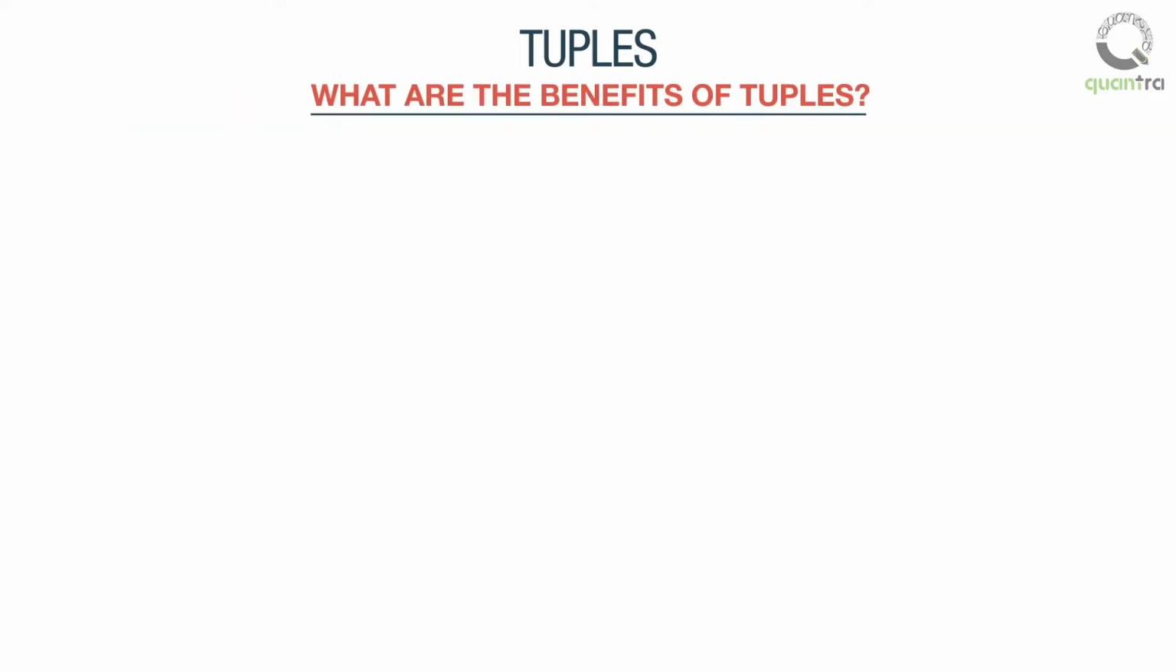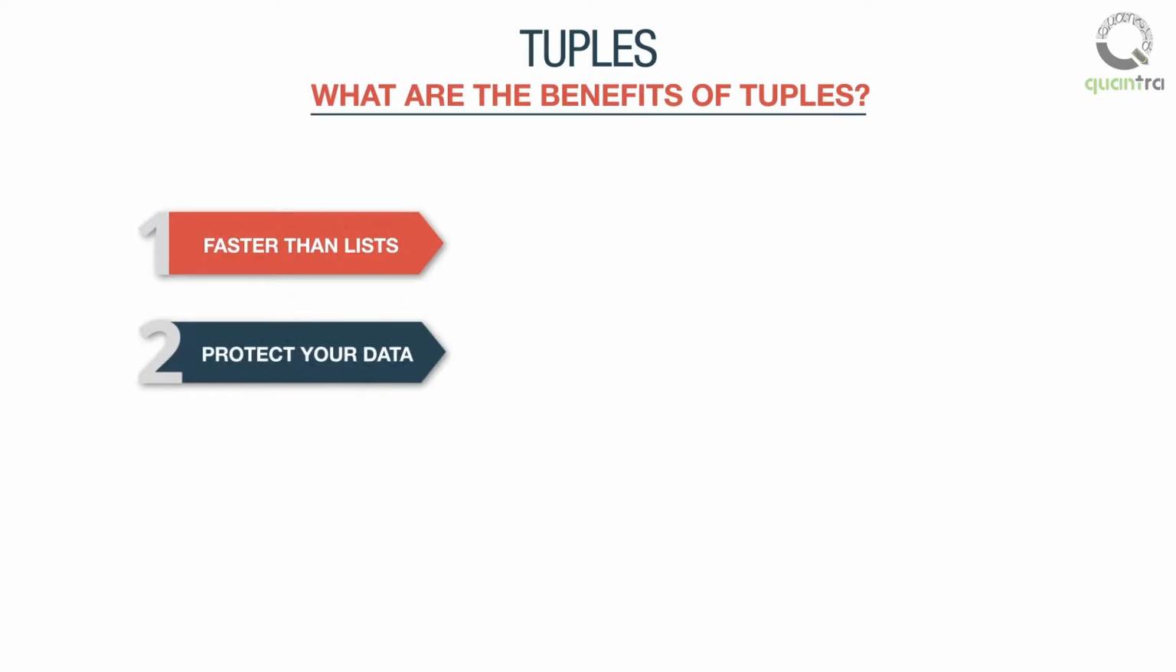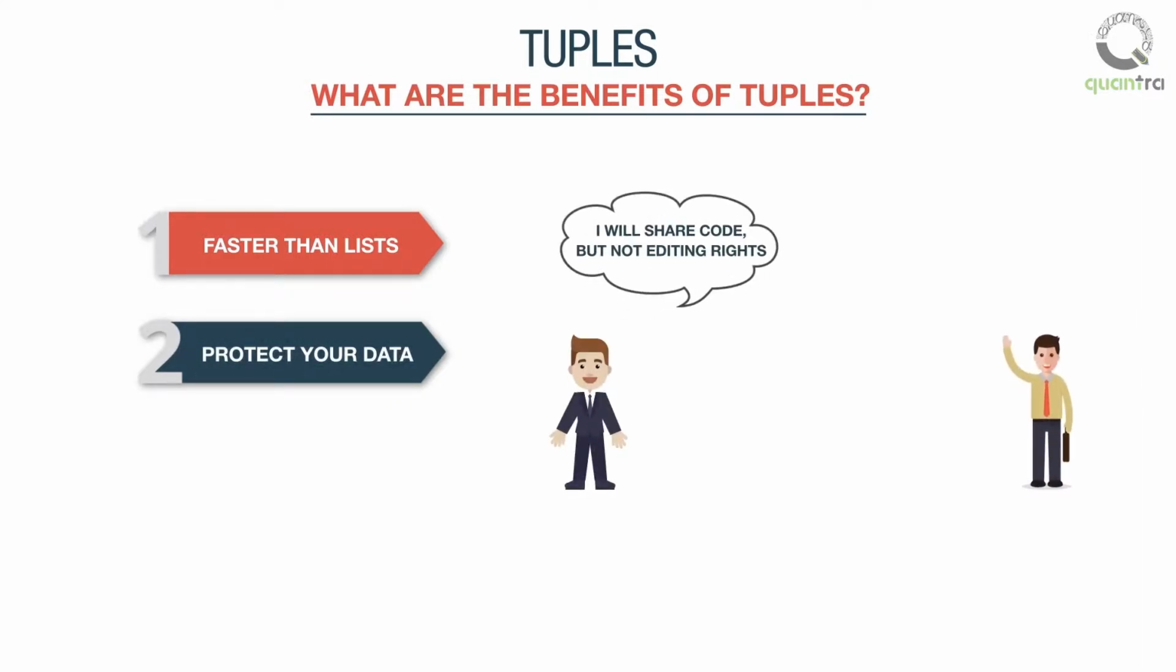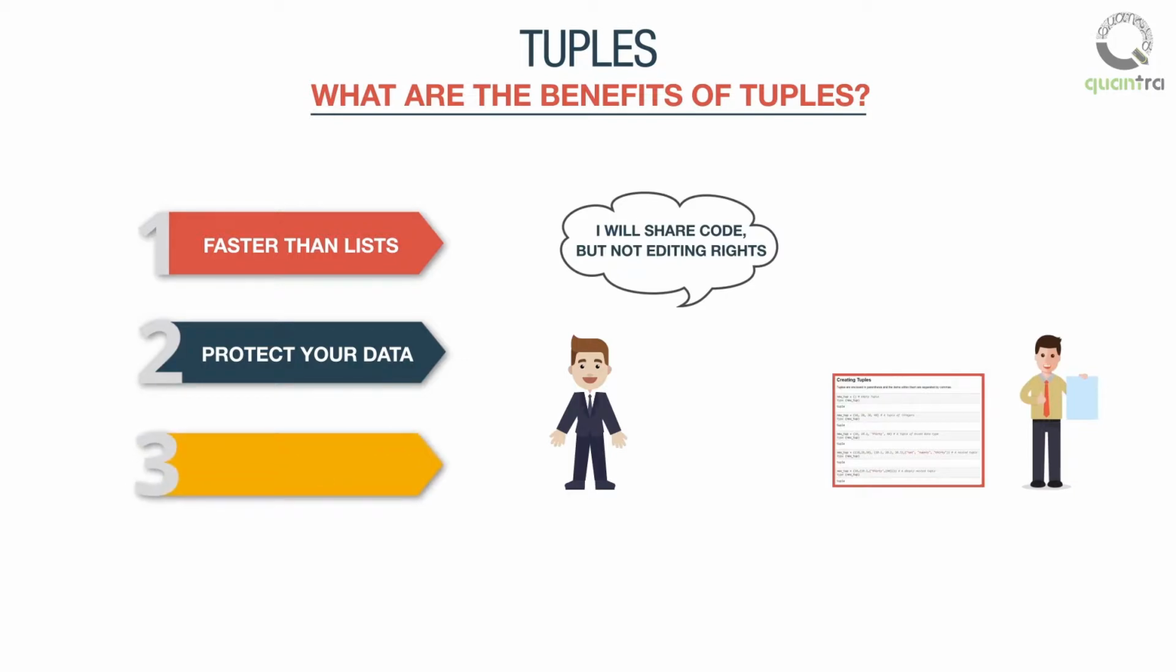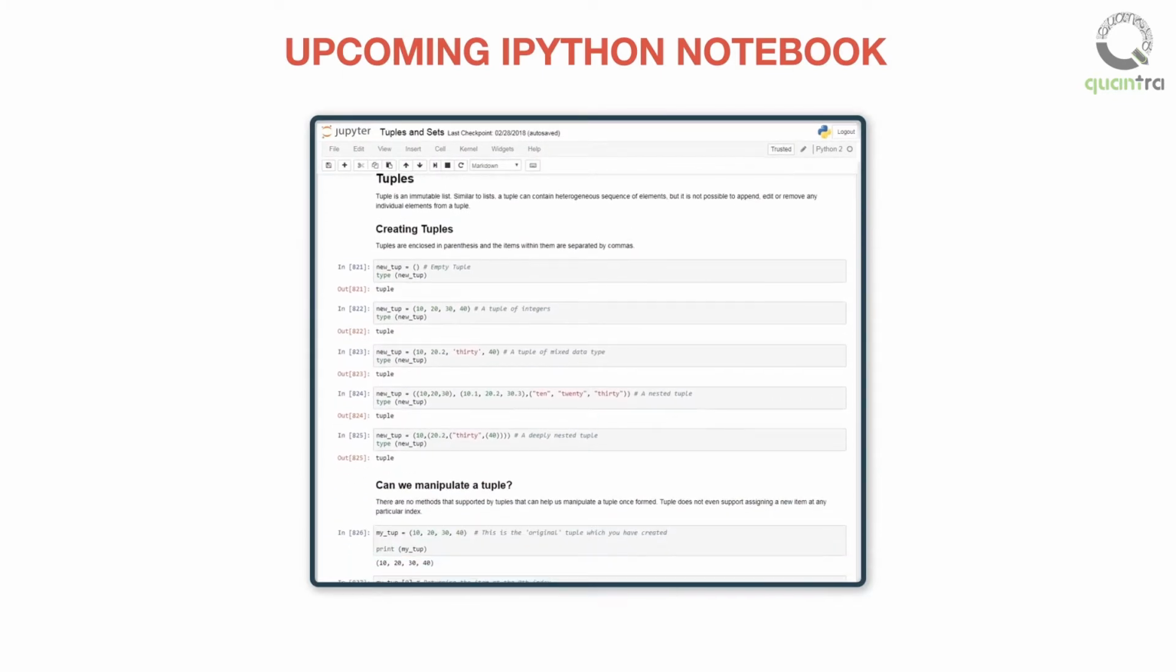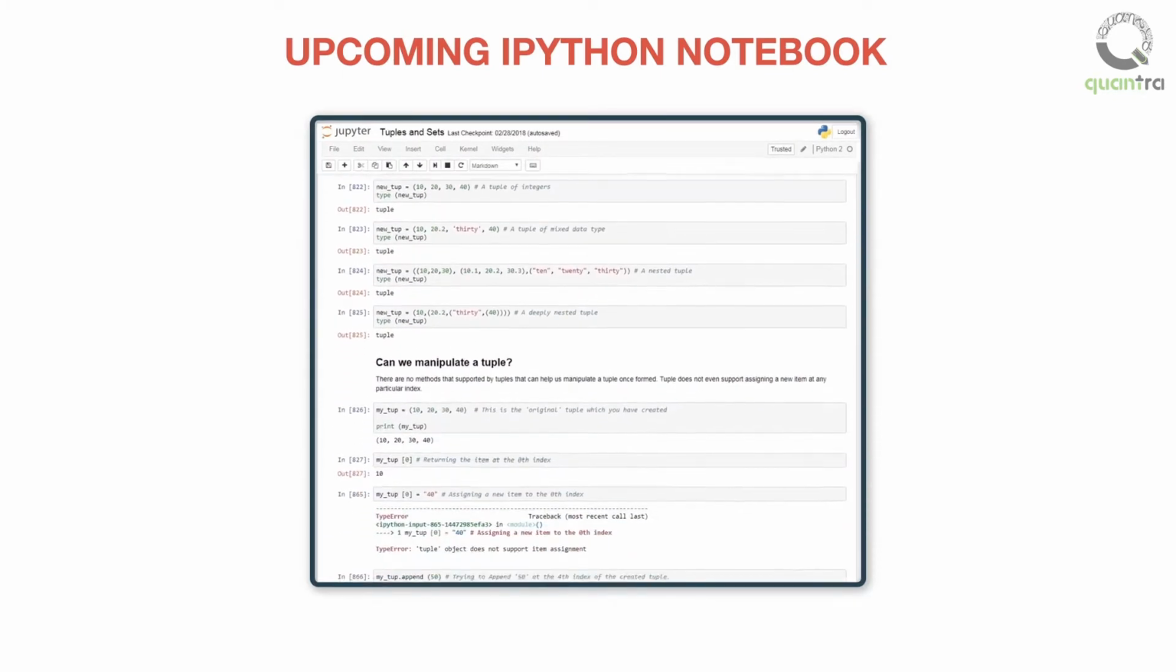What are the benefits of tuples? 1. They are faster than lists. 2. They protect your data against accidental changes. They are also useful in situations when you want to share a code or data without editing rights. 3. They can also be used as keys for dictionaries. We will dive deeper into tuples in the upcoming IPython notebook.